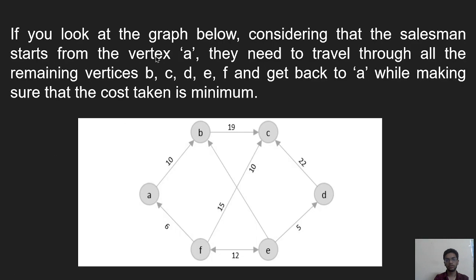If you look, these are some cities and the distances between them. If the salesman starts from vertex A, they need to travel through all the remaining vertices B, C, D, E, F and back to A. So what will be the minimum cost? We have to find the solution of this problem. In this problem we have to explore every vertex like B, F, C, D and go through all of them.